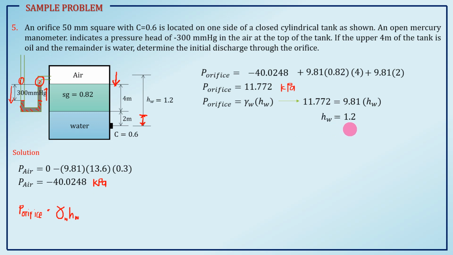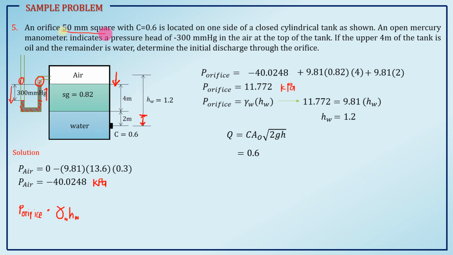Kasi in terms of the water na to, so, di ba, water naman na yung lalabas sa atin. Ayan. So, hindi naman oil eh. So, kung oil, dapat i-convert mo yan sa oil. Ayan. So, initially, water siya. So, ito na yung gagamitin natin. We have Q is equal to CaO square root ng 2GH. C is 0.6. Area ng orifice is given from the problem.